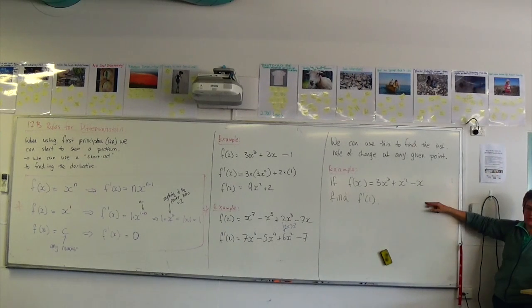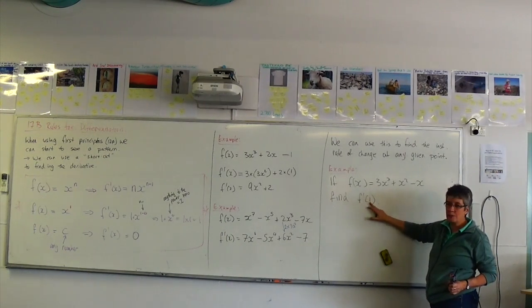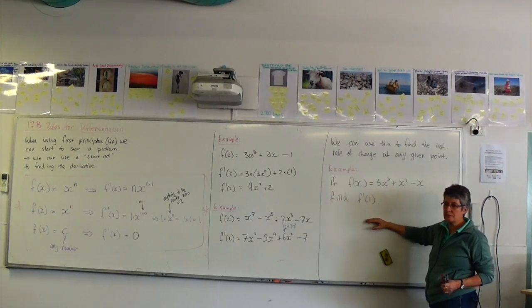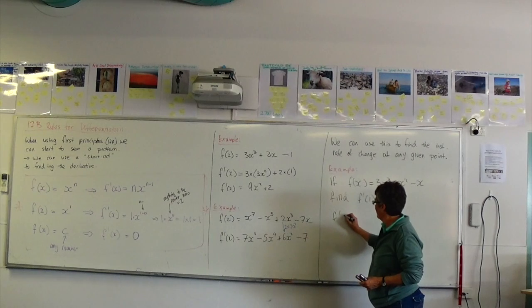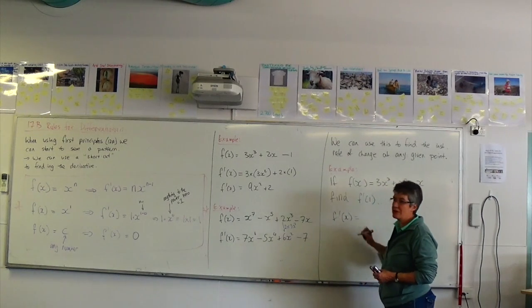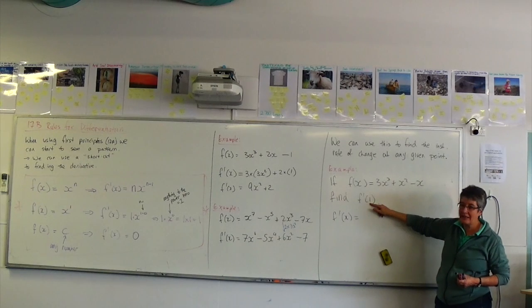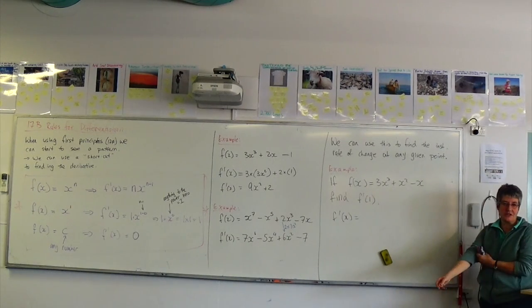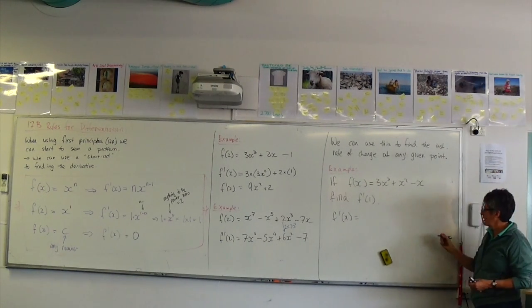So what would we have to do for this one? We want to find f dash of 1. What would we need to find first? The differentiation, the derivative. So we'd have to find f dash of x first. Once we've found f dash of x, then we can find f dash of 1, and just sub in the value of 1. But we've got to find f dash of x first.